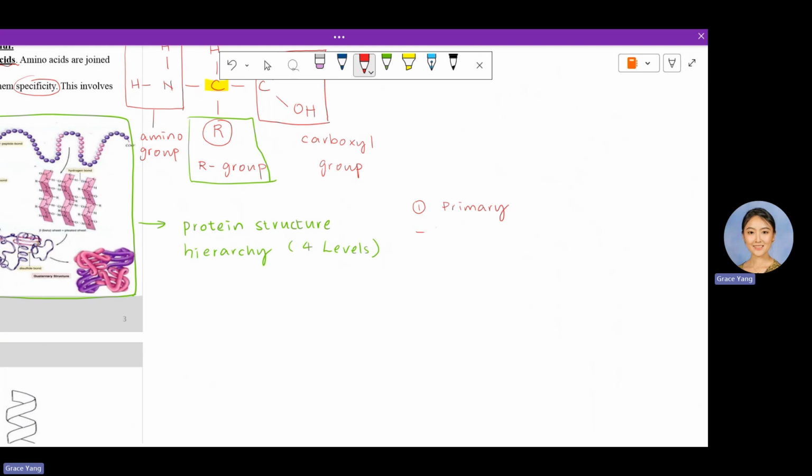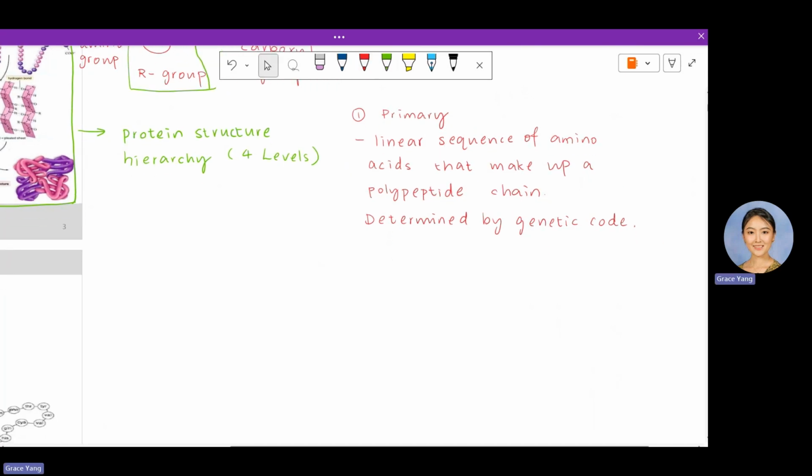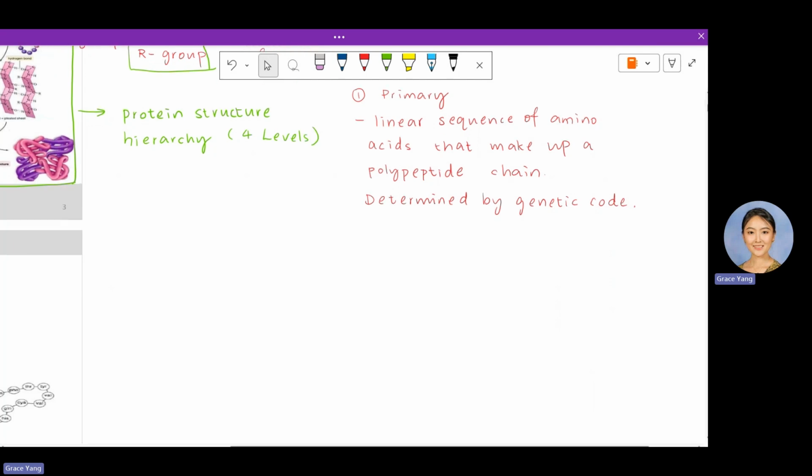When we're mentioning primary structure of proteins, we are referring to the linear sequence of amino acids that make up a polypeptide chain. So the sequence of amino acids is determined by the genetic code. Remember the previous slide, we mentioned that DNA codes for proteins. This is the code. The code that is contained in the DNA determines the sequence of amino acids that will be joining together in the polypeptide chain.